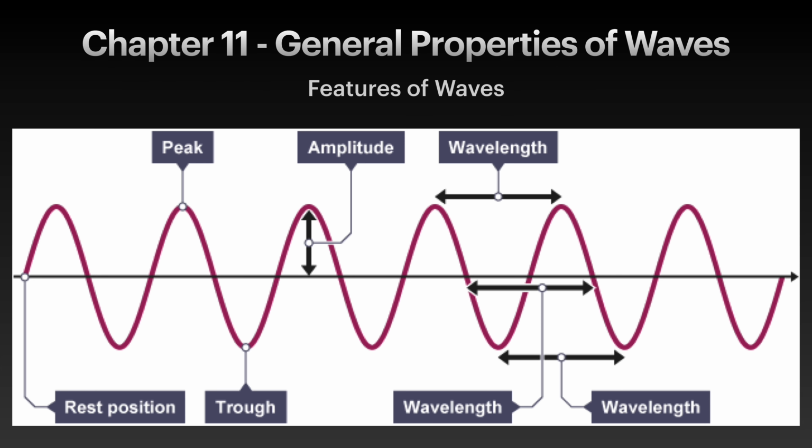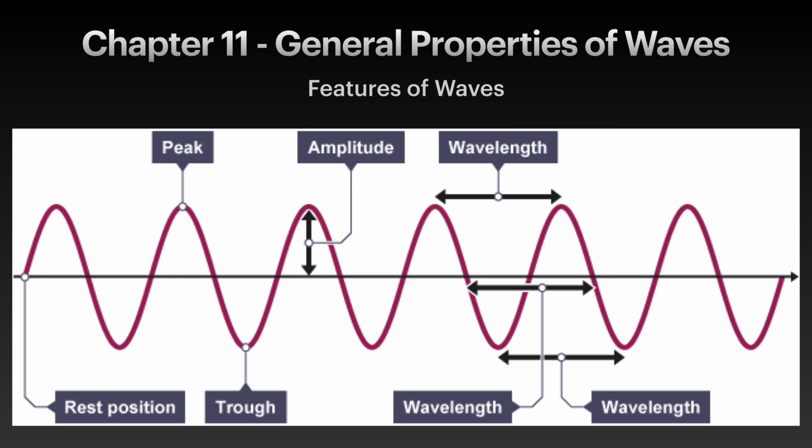And now, let's break down the main features you need to remember about waves. First is the amplitude. Amplitude is the maximum displacement from the rest position. The bigger the amplitude, the more energy. Second is the wavelength. Wavelength is the distance between two identical points on consecutive waves, such as crest to crest or trough to trough. Third is frequency. Frequency is the number of complete waves passing a point each second. It is often measured in hertz.